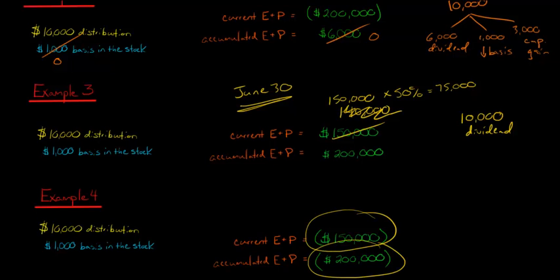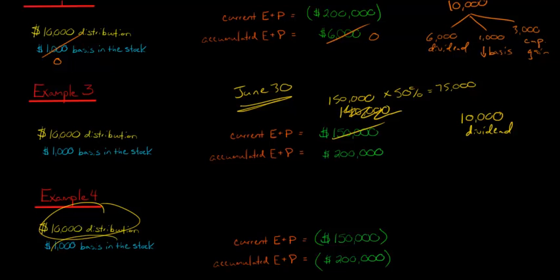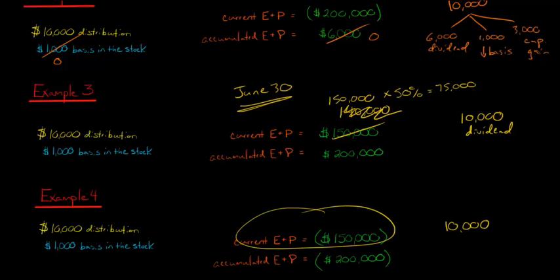So now here's the final situation I'm going to give you, where we have negative current E&P and negative accumulated E&P, right? So one's negative $150,000, the other one's negative $200,000. And again, we have a $10,000 distribution and a $1,000 basis in the stock. So with this $10,000, we first look at current E&P, it's negative, so no dividend there. Accumulated E&P is negative, so no dividend. So there's going to be a zero dividend, right?